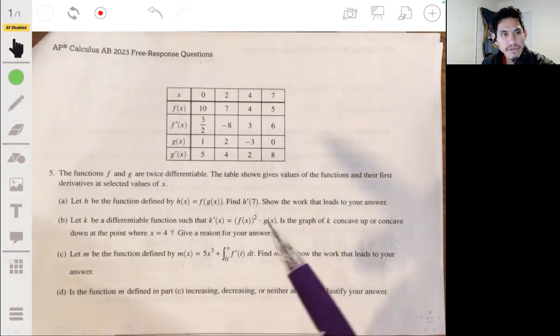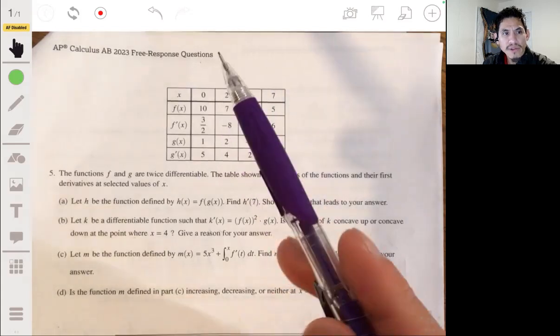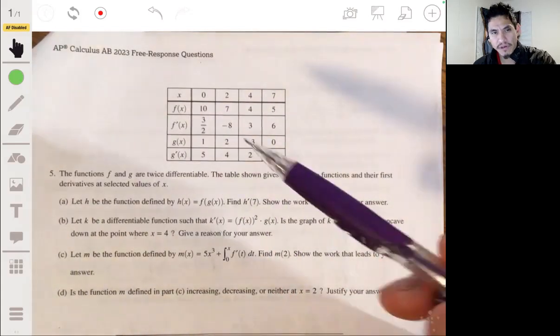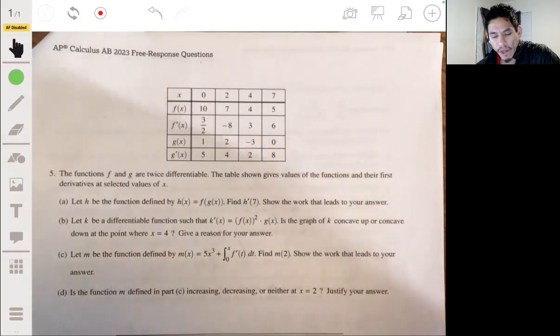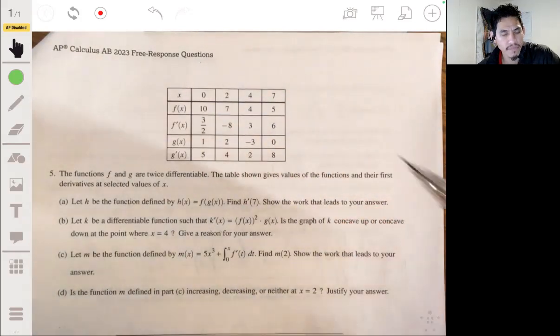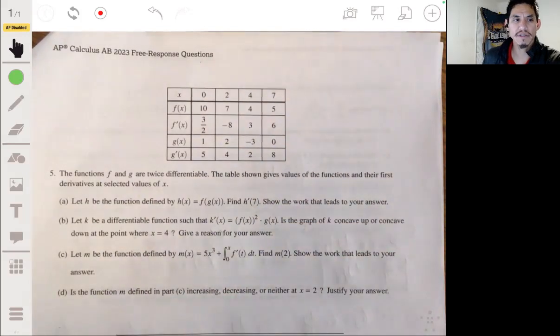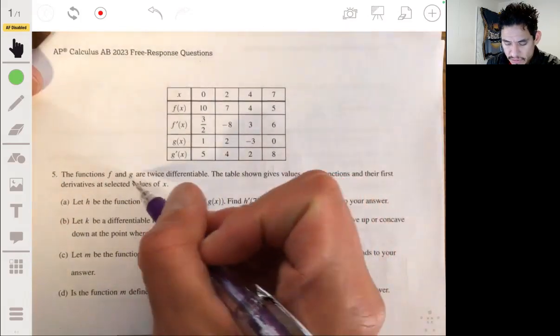All right, problem 5 from the free response section of the 2023 AP Calculus AB exam. So again, no official solutions have been out, and they won't be out probably for a few months, but I'm pretty sure I got this down. So let me know if you have any questions in the comments, or notice something that may be strange about my solution. But here we go.